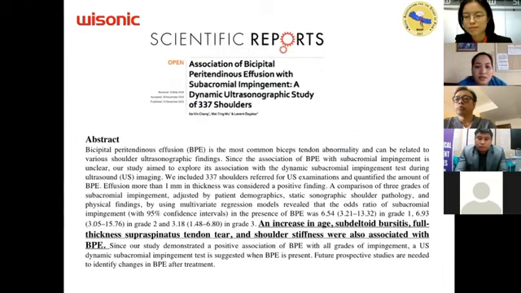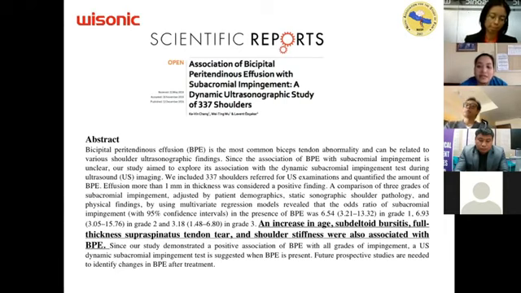Another study published in Scientific Reports associated bicipital peritendinous effusion with subacromial impingement. It was a dynamic ultrasound study where they showed how you can dynamically scan for subacromial impingement. In this study, they took a sample size of 337 shoulders, and any increase in age, subdeltoid bursitis, or thickness of supraspinatus tendon tear and shoulder stiffness was associated with the bicipital peritendinous effusion.